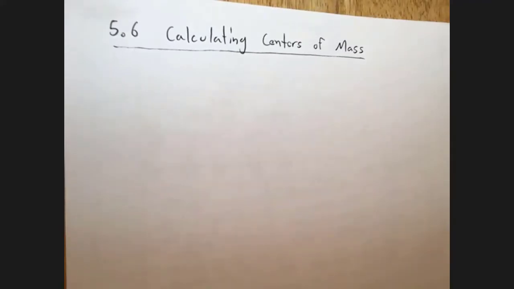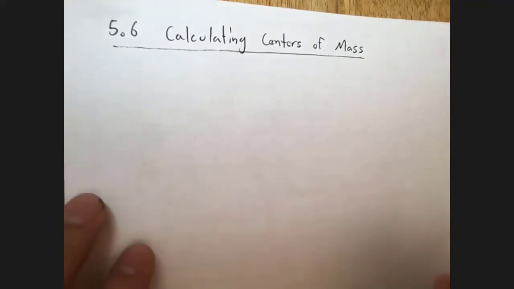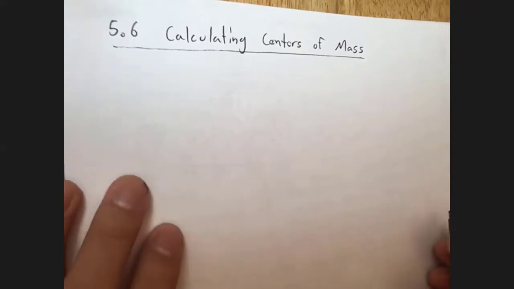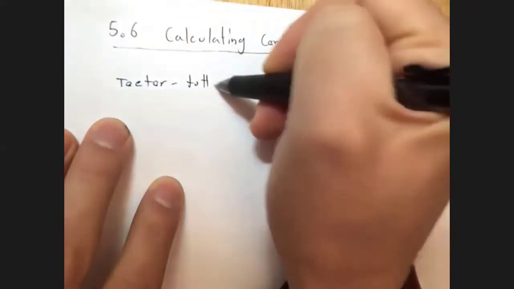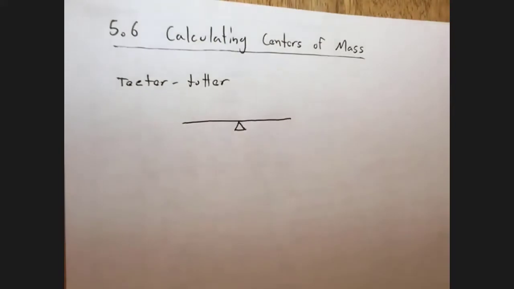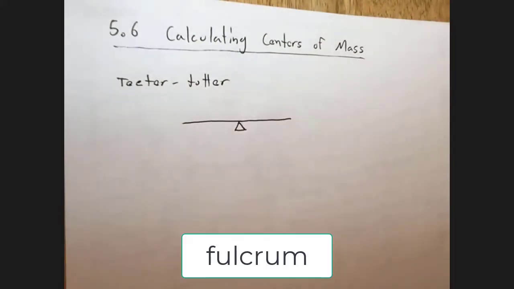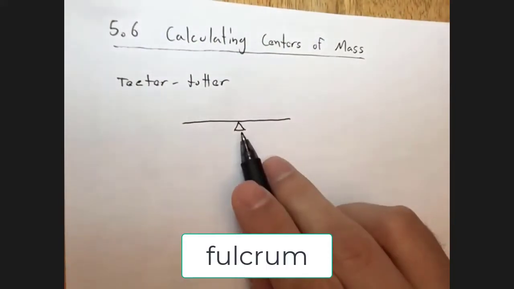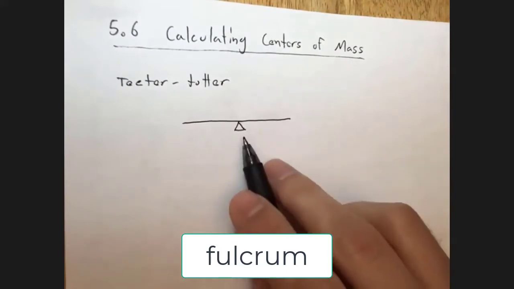Let me start with a very basic example where we do everything in one dimension. So in 1 dimension, a good example of this would just be a teeter-totter on a playground or a seesaw. It's just a plank balanced on what they call a fulcrum. The fulcrum is the balancing point, which for a teeter-totter is going to be right in the middle.